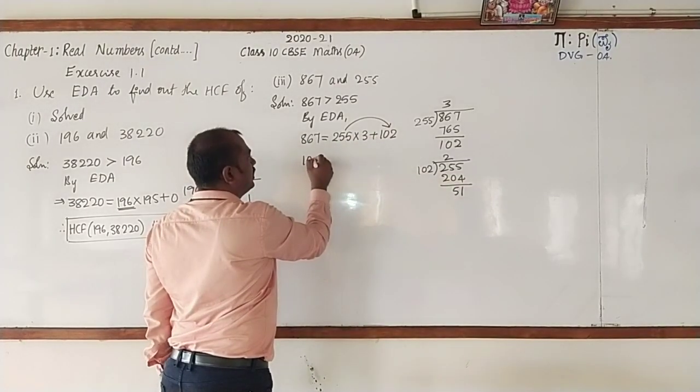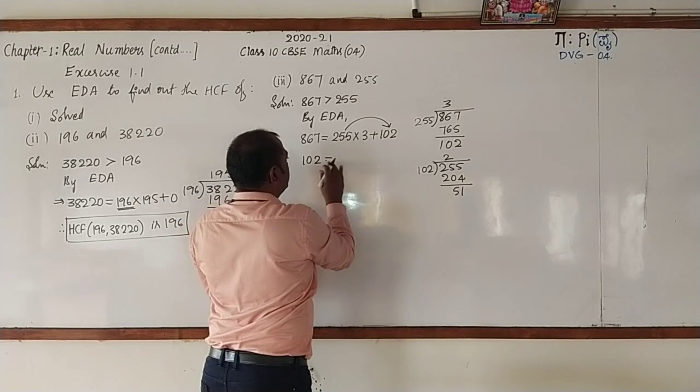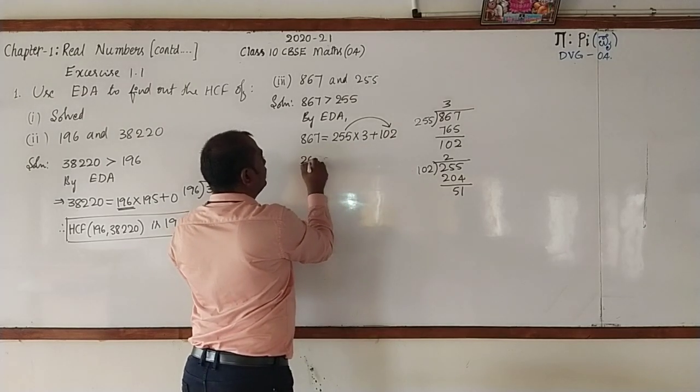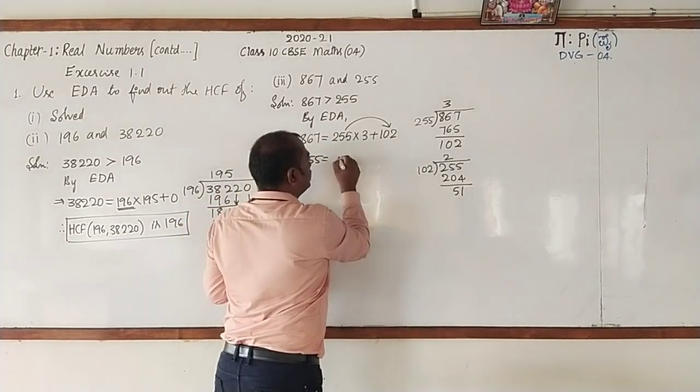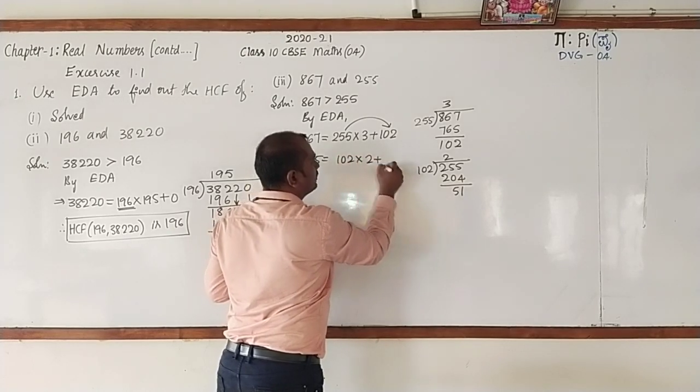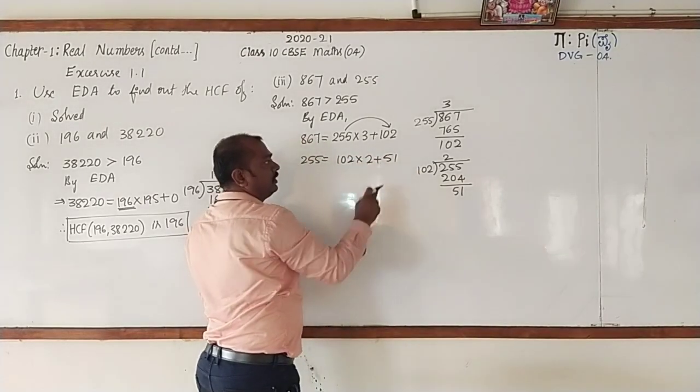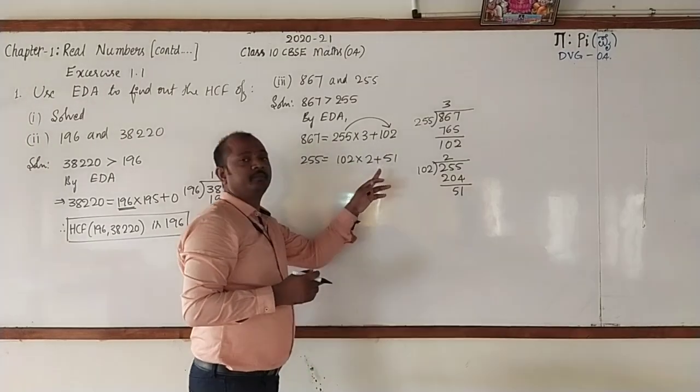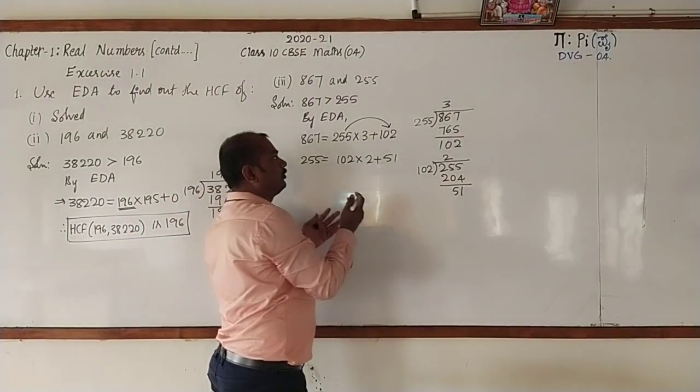Now, we can write 255 can be written as 102 2s are plus 51. Now, the remainder is not equal to 0. You can go for continuing this.